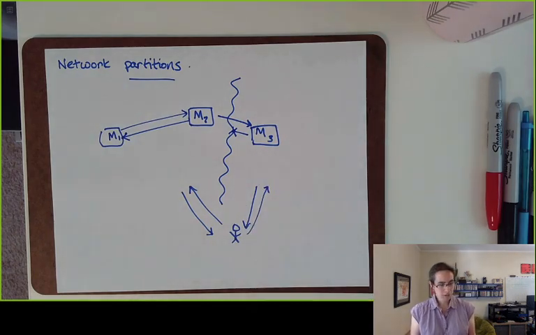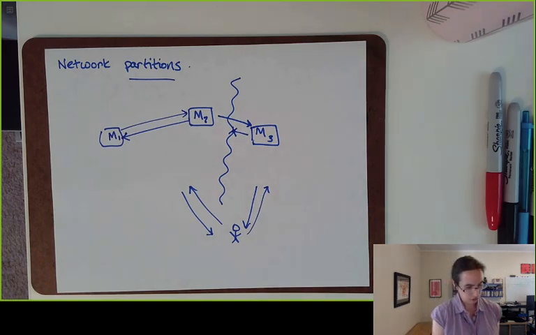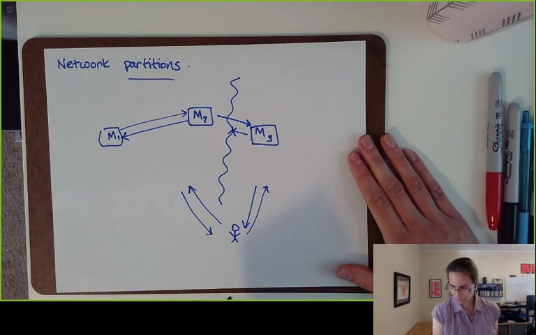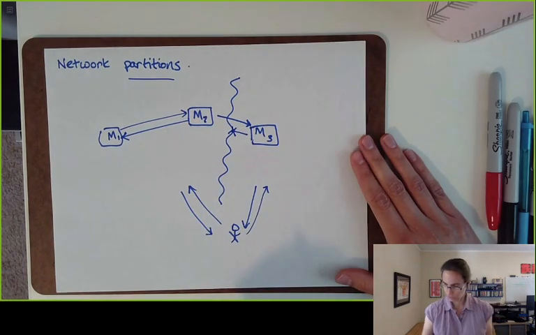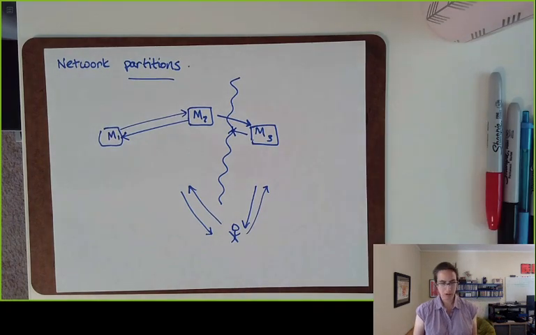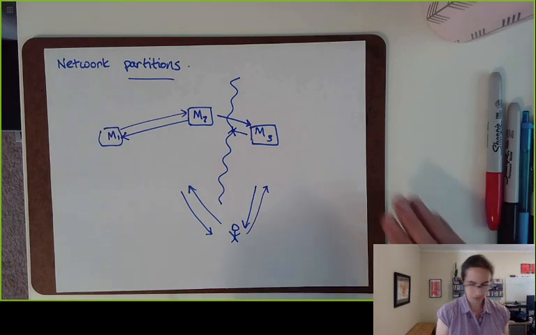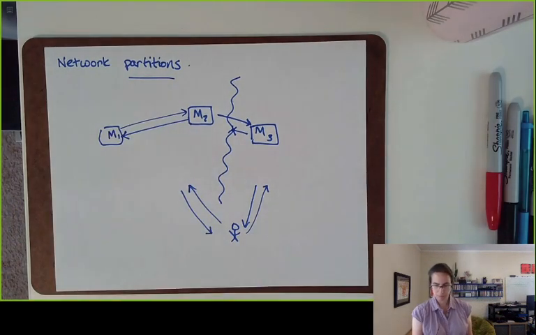So network partitions are an unfortunate fact of life. And conveniently, we have a way to talk about them using the fault models that we already have. So we just use the omission fault model, and we say that any messages that cross the partition are considered lost messages. So we kind of already have a way of talking about network partitions. But I want you to be aware of this term because it's used in the Dynamo paper.